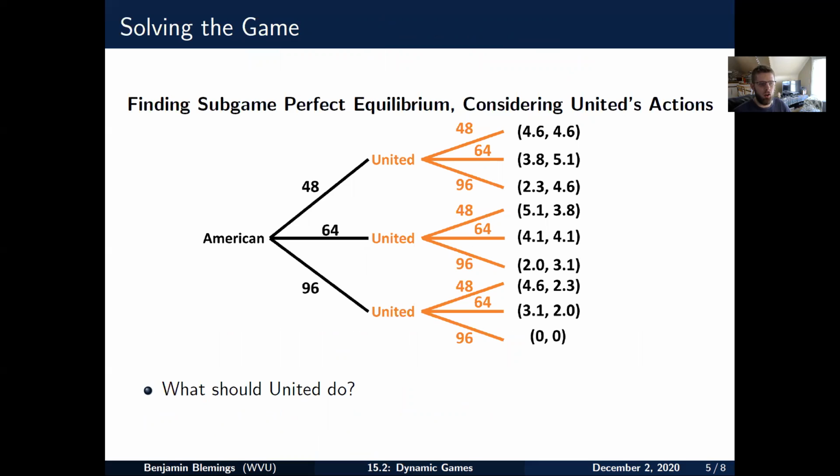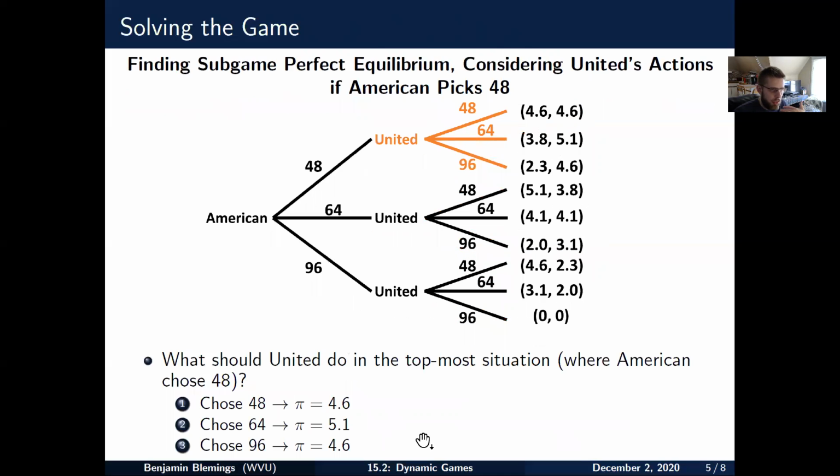And we want to think about what would United do if American chose 48, if American chose 64, and if American chose 96. And so we're developing their entire strategy here, which is a set of all the actions they would take at any of these three potential places they find themselves in after American chooses. And so what should United do? Well, let's just start with considering if we were in the top. Like this, American chooses 48, now what should United do?